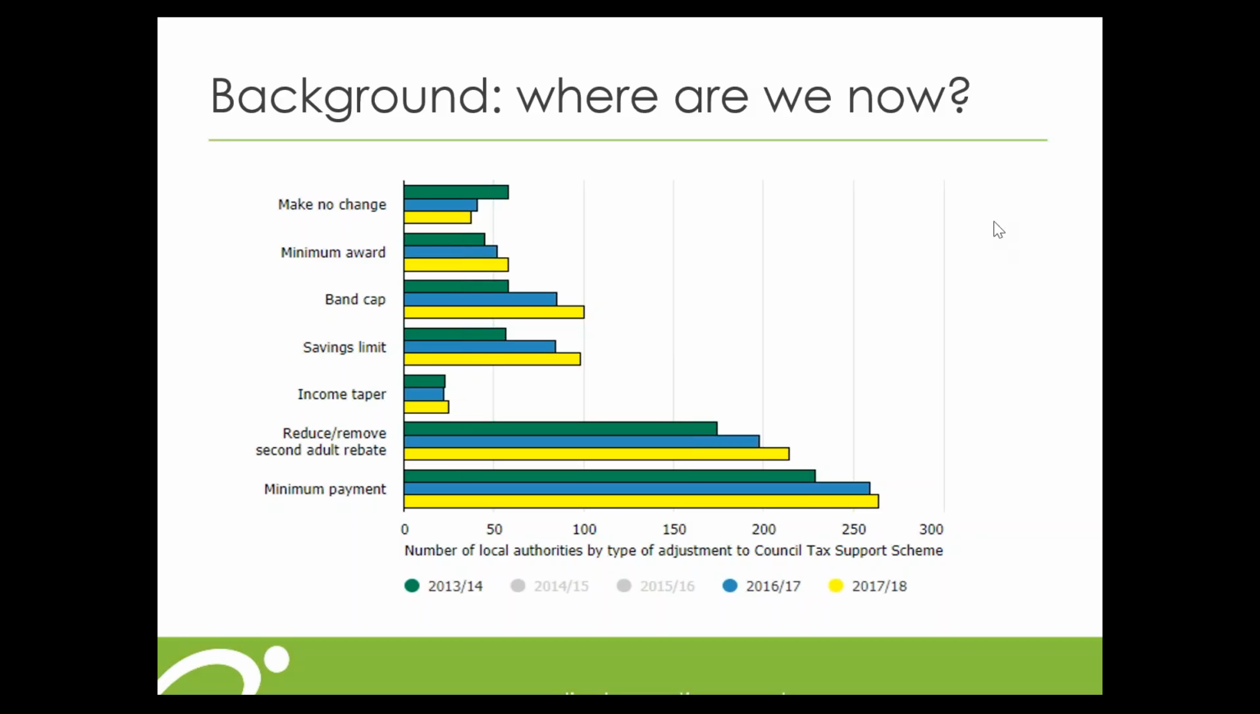Thank you, Janet. Hello. I'm not going to spend too much time looking at how we got to where we are now. Everybody's aware of this, the localisation of council tax. If we're looking at the impact of universal credit, it's useful to remind ourselves that most authorities at the moment are still using schemes that are based on the default regulations. We've got a little picture here showing the changes since 2013 to 17-18, and really it's just been tinkering around the edges around band caps, savings limits, minimum payments. The majority of local authorities have made changes to schemes, but nothing really radical.